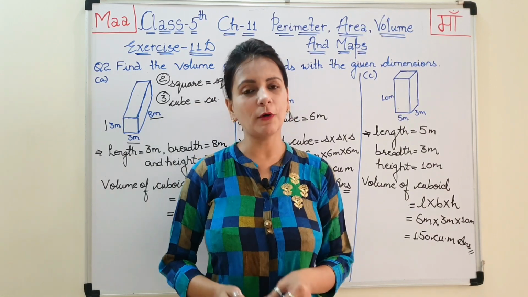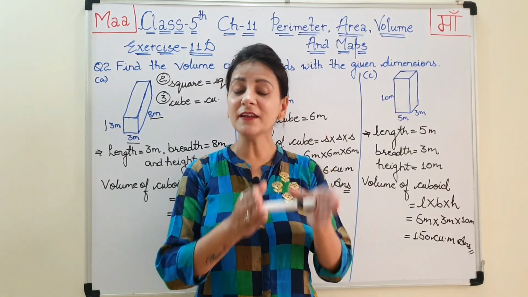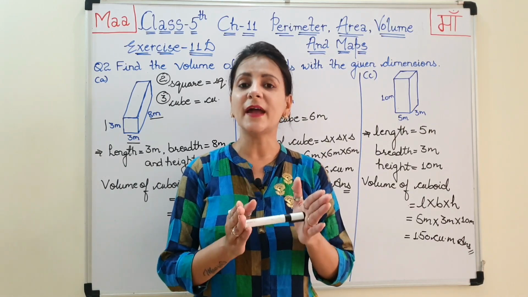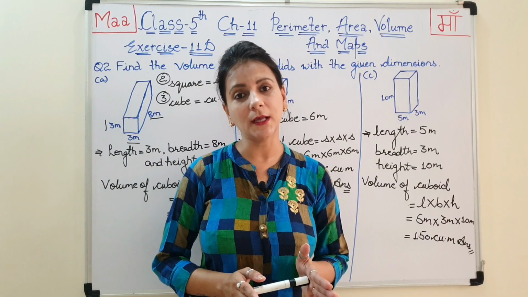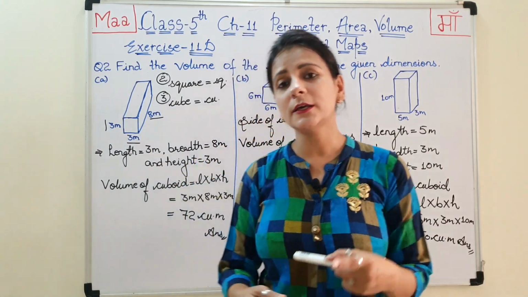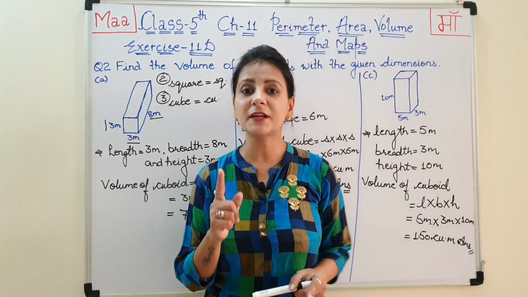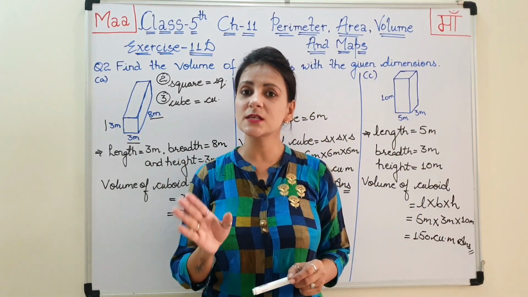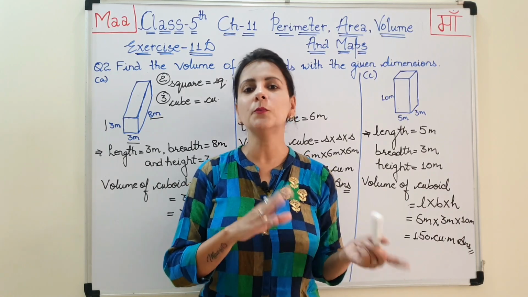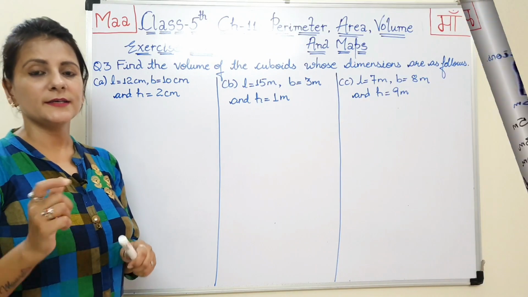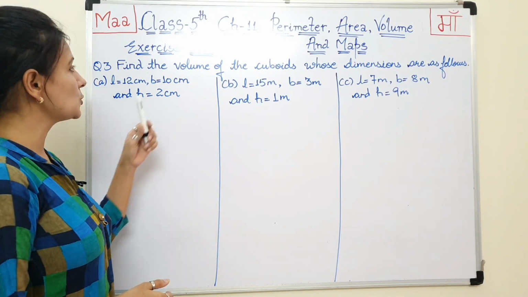If it is cuboid, then length into breadth into height, and if it is cube, then side into side into side. And please remember that there will be cubic unit in a volume. And just recall the units of perimeter. Perimeter, I told you the single unit will come always. Then in area, always the square unit will come, and in volume, always the cubic unit will come. Clear, students? Yes, students.